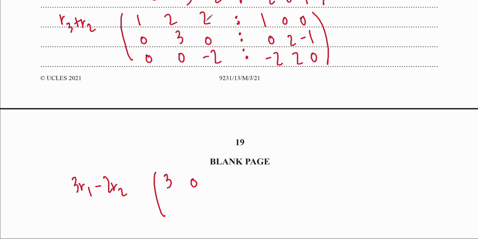I'm going to have 3 times 2 is 6. Minus 2 times 0 is still 6. So I'm going to have 3, 0, 6 in the top row. Then this stays at 0, 3, 0. And this goes to 0, 0, minus 2.